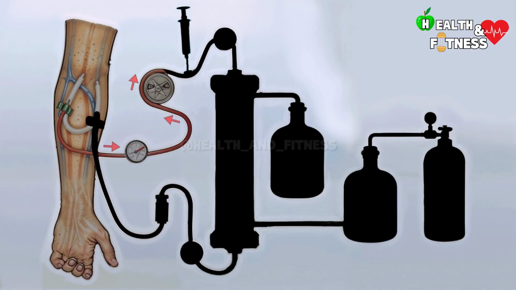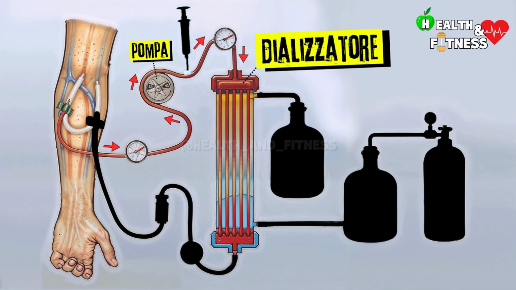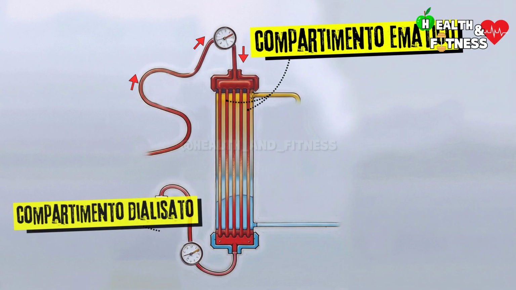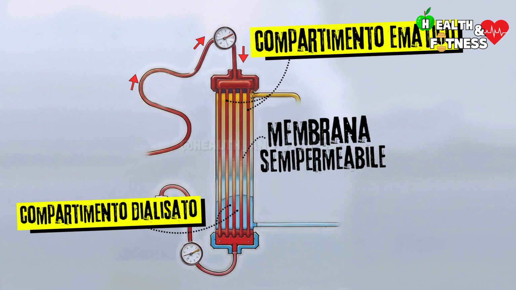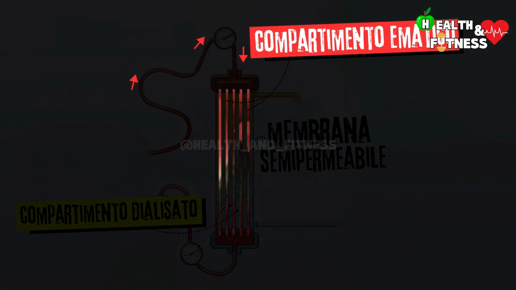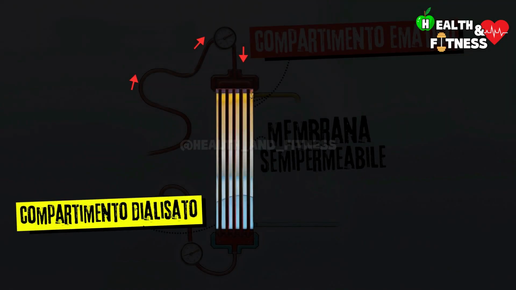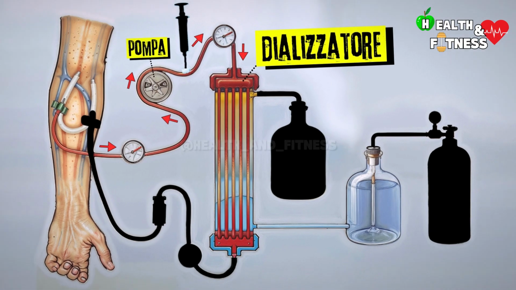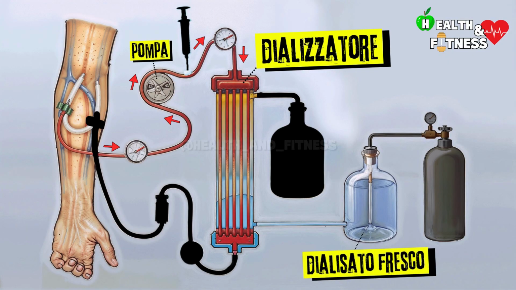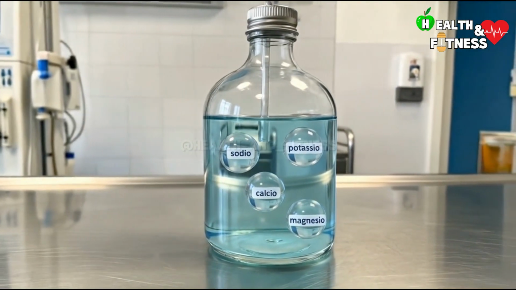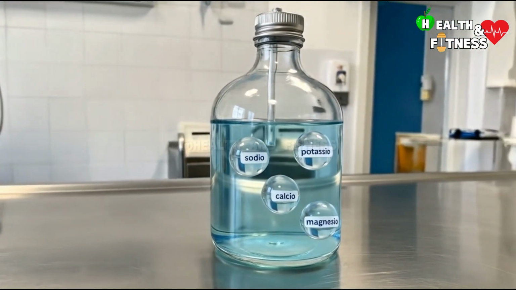The blood is drawn by the machine through a pump and introduced into the circuit, which pushes it toward the dialyzer. This is an artificial filter divided into two compartments separated by a semi-permeable membrane. In the first compartment flows the patient's blood to be purified, while in the second flows the dialysis fluid. Also known as dialysate, it is a saline solution containing ultra-pure water, glucose, and mineral salts in varying concentrations, such as sodium, potassium, calcium, and magnesium.